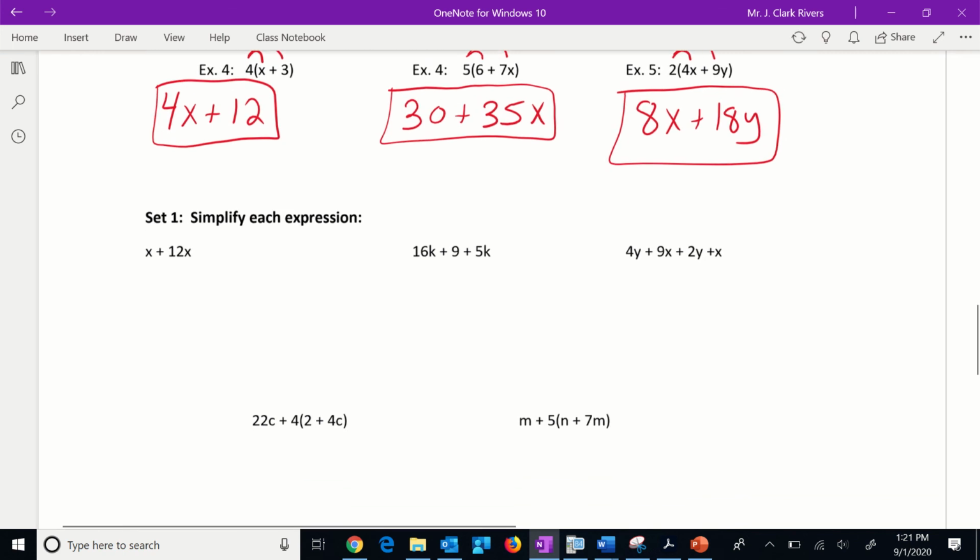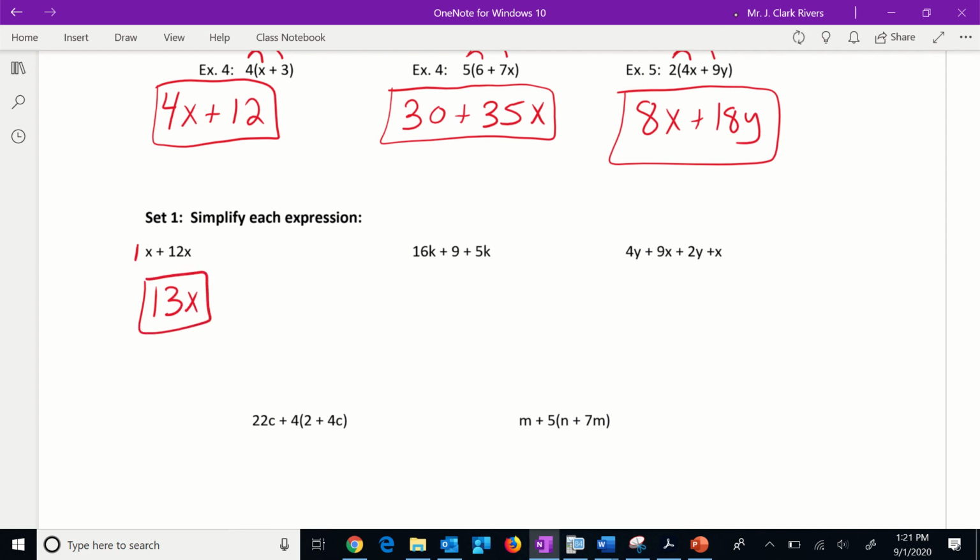Simplify each expression. Okay, now, how many x's do we have here? This is 1x. How many x's do we have here? 12 x's. 1x plus 12x, we have 13 x's. Those are like terms, we can combine them.